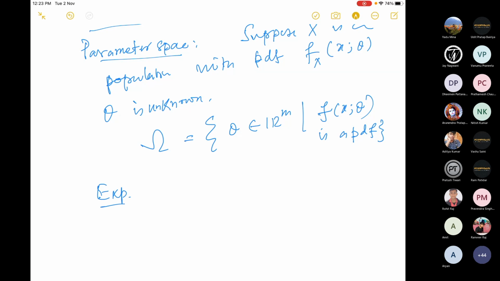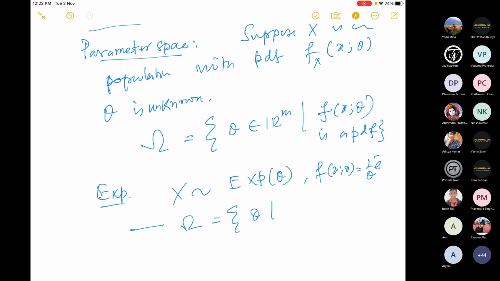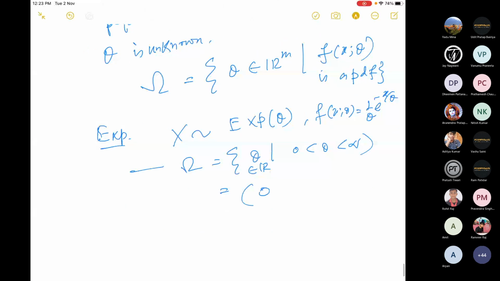For example, if X is exponential, there is one parameter in the exponential. Now what is the parameter space? If you look back, the PDF f(x; theta) was 1 by theta times e to the power minus x by theta. First of all, theta cannot be 0, and theta also has to be positive, otherwise it will not be a density function. So 0 less than theta less than infinity. I can just say it is 0 to infinity. This is the parameter space for the exponential.